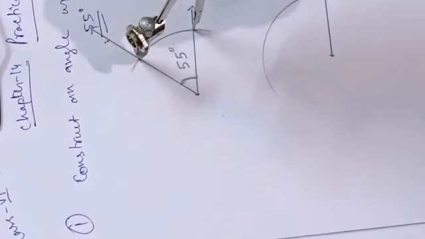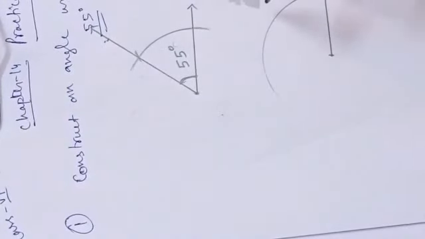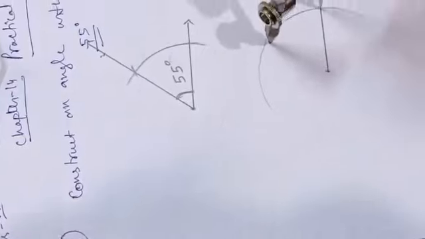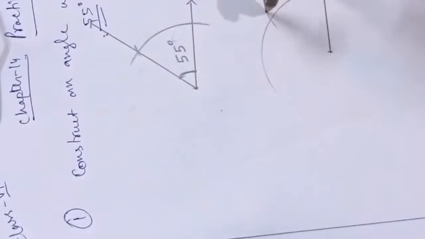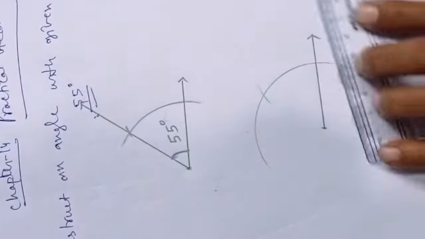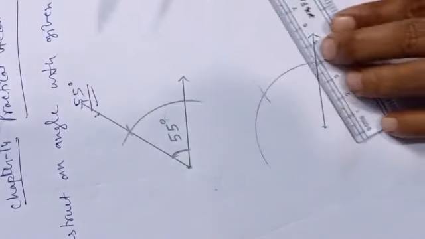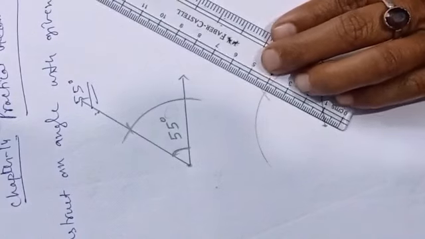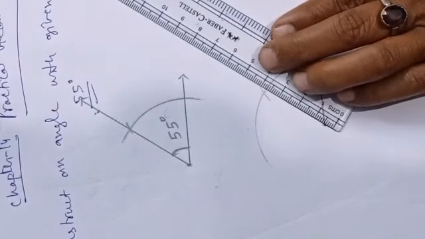Okay, I have got this point. That means this is the exact measure of this angle. Again, I will verify, I will show you that we are getting the correct one or not. Let's see. I am going to join this vertex and that intersection point of these two arcs. So let's join these two.